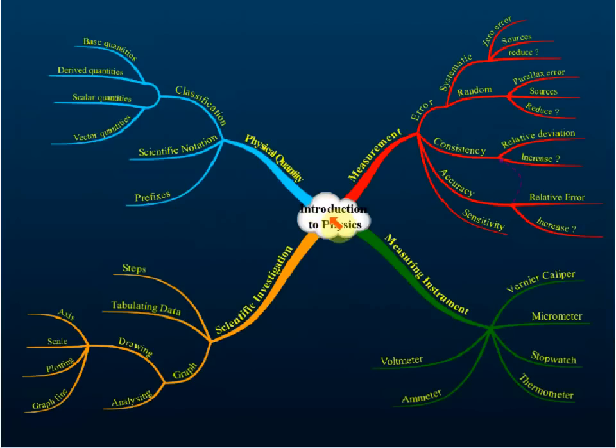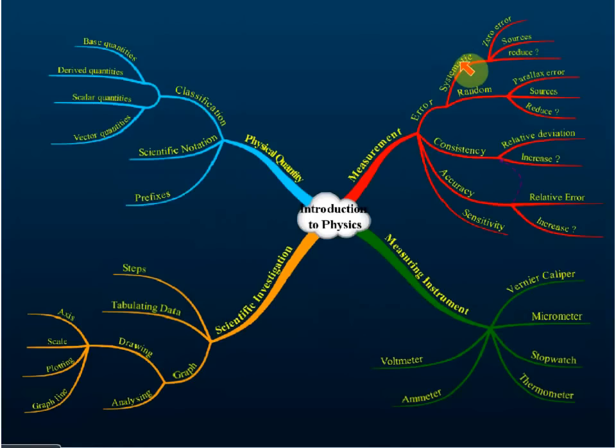After physical quantities, you need to know measurement. It's a very big topic as well. For measurements, you need to know about the errors of measurement, and there are two types of error that you need to know: the systematic error and the random error. For both, you need to know the sources of the error, so what caused the error, and also how to reduce the error.